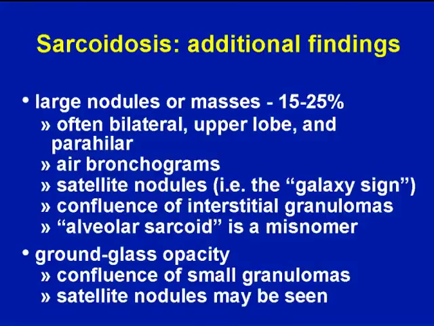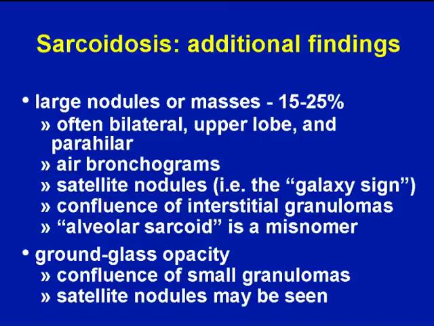Now, some additional findings may be seen in sarcoid, large nodules or masses in up to a quarter of patients. These are usually bilateral. They are upper lobe predominant because that's where sarcoid is predominant, and parahilar in location. Air bronchograms may be seen in relation to these nodules or masses, and you can often see small nodules or clusters of nodules adjacent to the periphery of these larger masses.